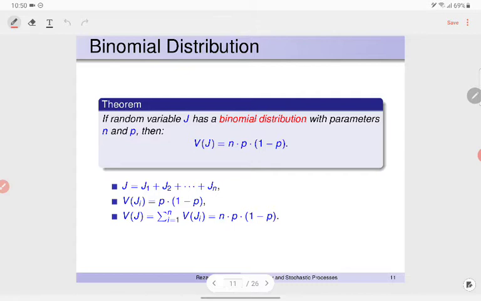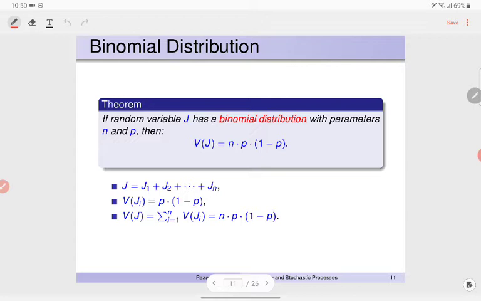Binomial distribution. Let's look at the variance of the binomial distribution. If random variable J has a binomial distribution with parameters n and p, then the variance of this random variable J is equal to n times p times 1 minus p. How do we get this? This is actually quite simple.